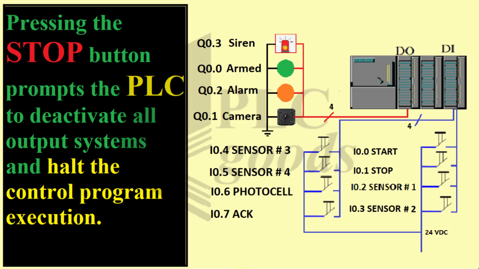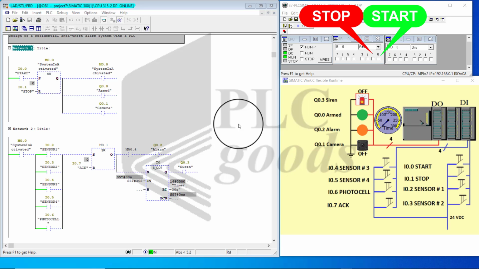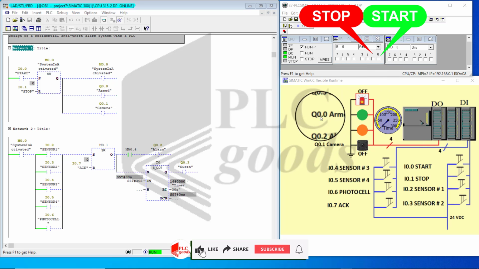Pressing the stop button prompts the PLC to deactivate all output systems and halt the control program execution. Now let's proceed with evaluating the PLC control program that has already been prepared for this project together. All right, as you see right now, the burglar system is off.